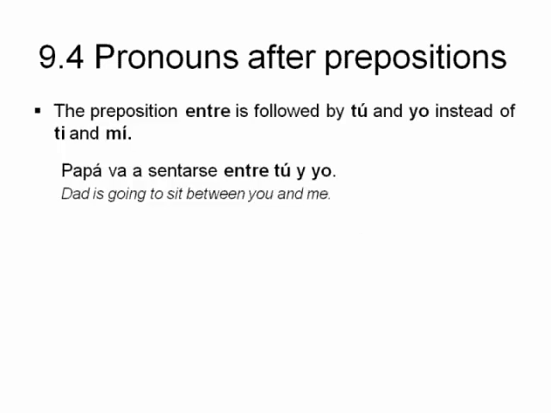And the next thing I want to talk about real quick is the preposition entre, which means between. It's followed by tú and yo instead of ti and me. So papá va a sentarse entre tú y yo. Dad is going to sit between you and me. The yo there translates as me rather than I. But you actually use the word yo. So it's just with this preposition entre that you'll use tú and yo instead of ti and mí.